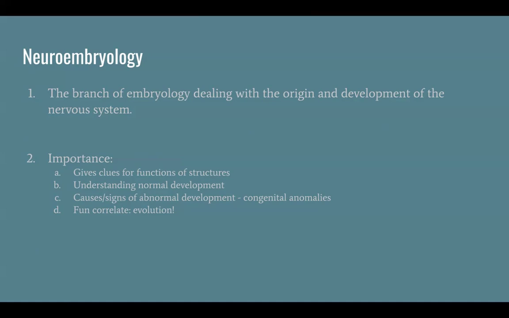So first, it gives us clues for functions of structures. It gives us an understanding of normal development. And if you understand normal development, you can understand the causes and signs of abnormal development, as well as congenital anomalies. Congenital meaning by birth, anomalies meaning abnormalities. Neuroembryology is also heavily used in evolution to see how structures have evolved from species to species.